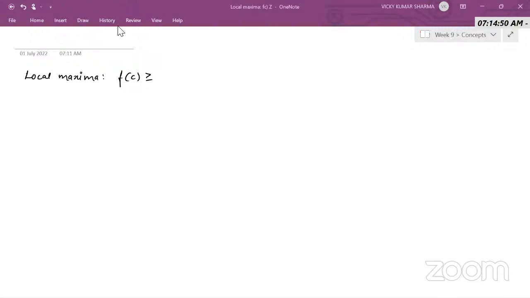So what do you mean by local maxima? Let's say there is some point c, so that f of c is greater than or equal to f of x for all x belonging to (c minus h, c plus h). When I'm writing this, h is nothing but a small interval, so h has to be greater than 0. And of course this function f has to be a real valued function.